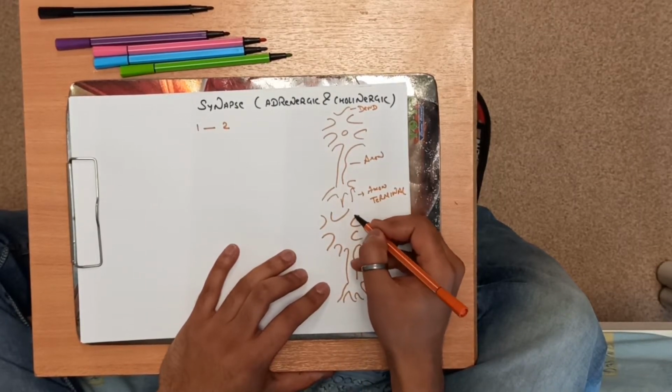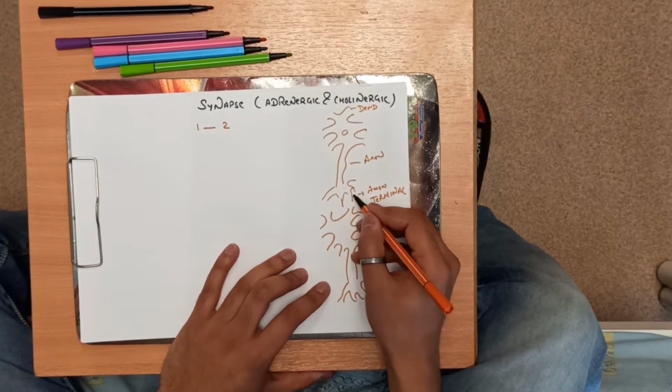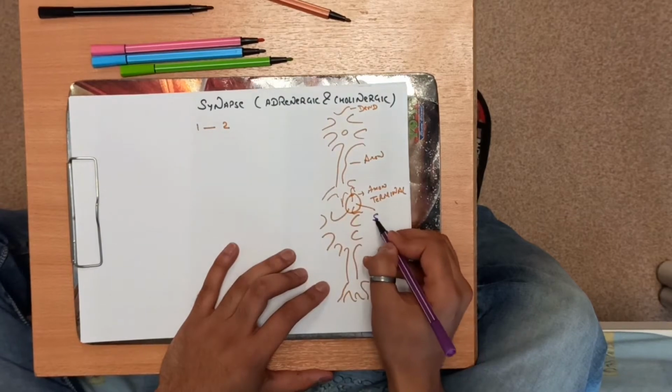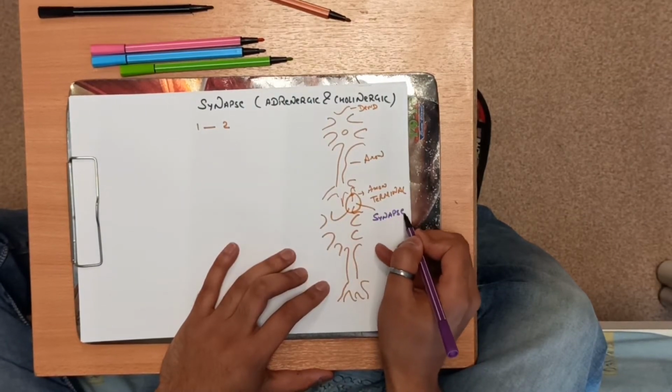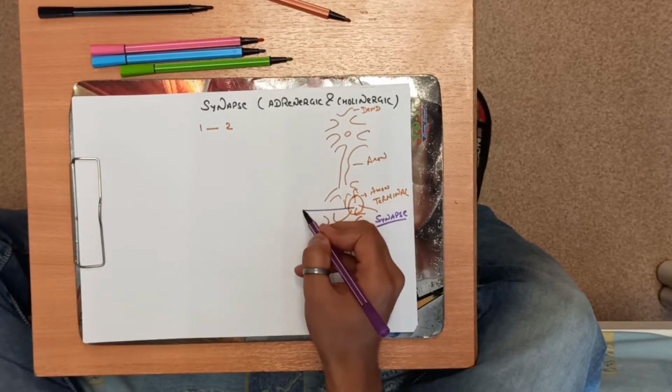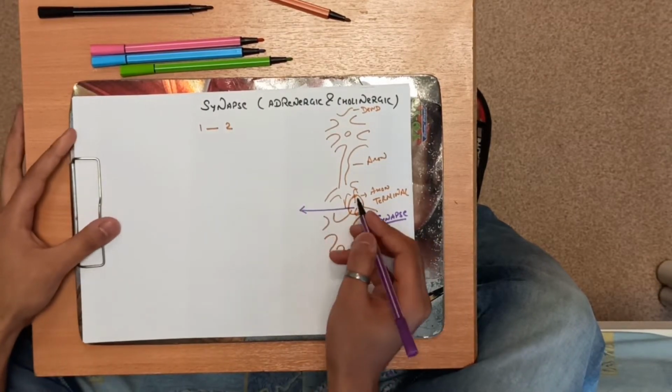These are the dendrites, this is the axon. So in this portion there will be the formation of synapse. This portion I'll enlarge here and I'll be making here.